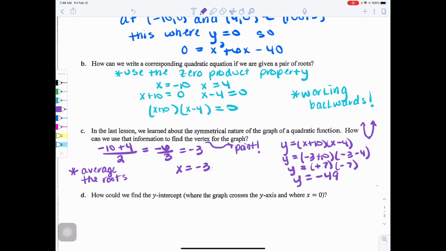So now I know that my vertex is the point negative 3, negative 49.